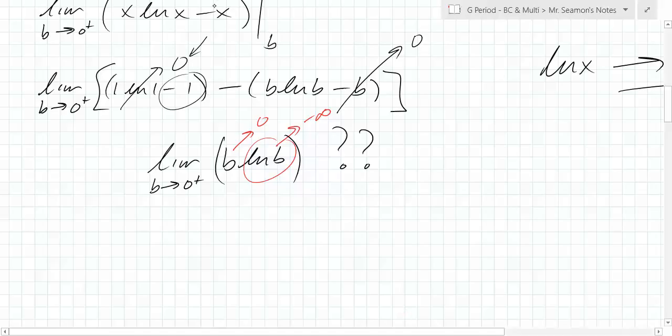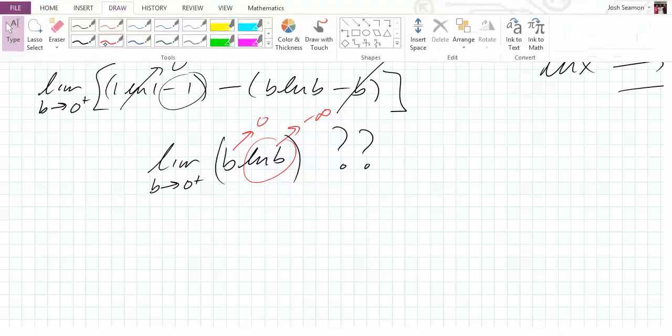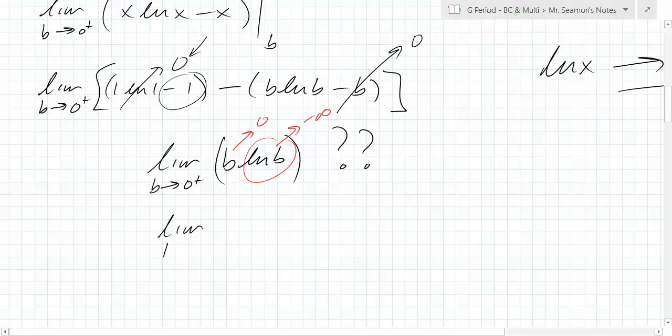L'Hopital's. Can you make there be division? And my English is slipping. Okay. Limit as b goes to 0 from the right of, ready? ln b over 1 over b.